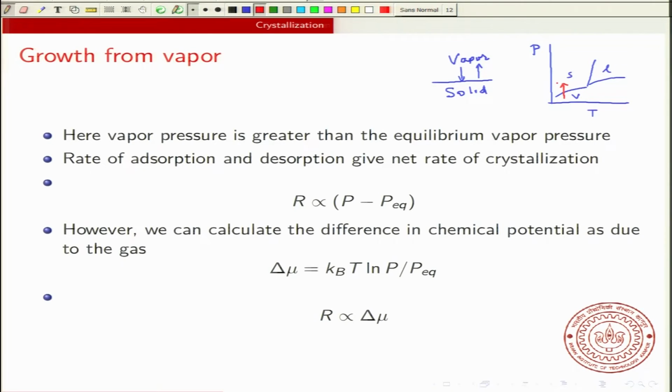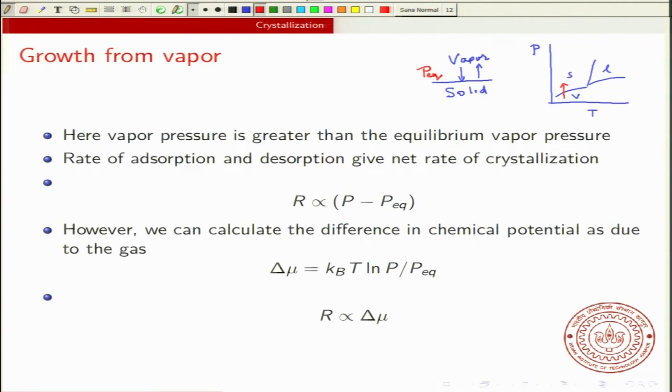So in this case, the vapor pressure is greater than the equilibrium vapor pressure. If you have a solid and a vapor, then whenever you have a solid, there is always some equilibrium vapor pressure. So the vapor pressure is the pressure at equilibrium. You have a vapor of the same material as the solid that has some equilibrium pressure. That means if you take any solid, there will be some vapor on top of it, and P equilibrium is the pressure of that vapor.